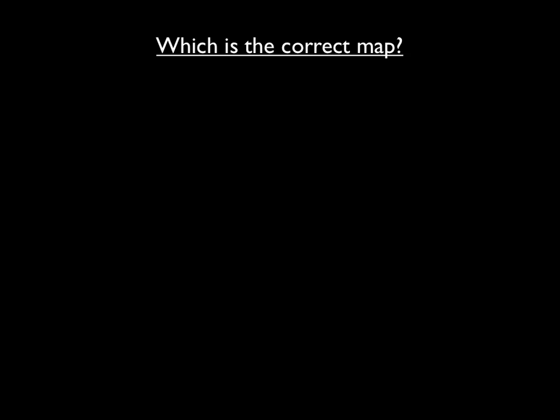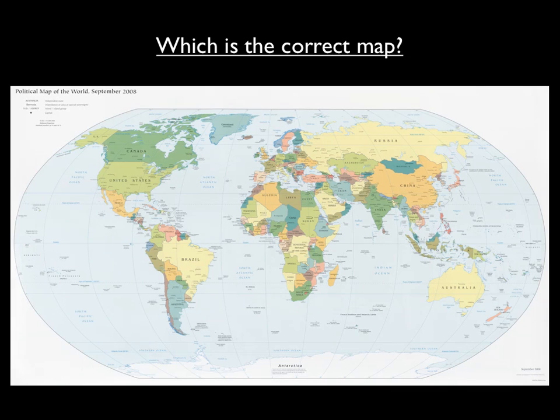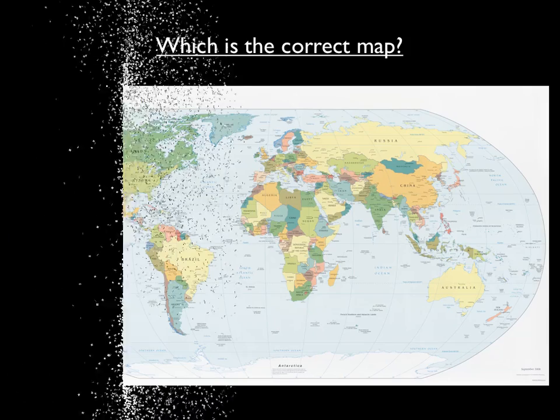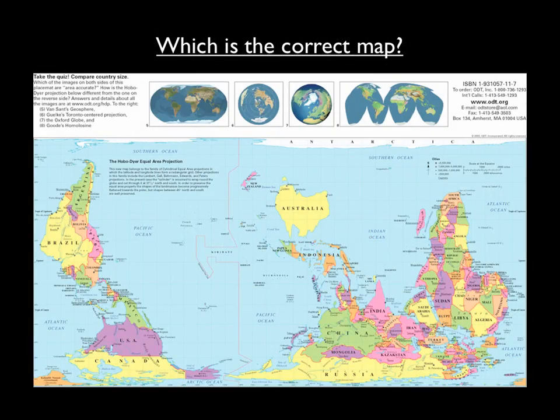Which of these two maps is the correct map? This one? Or this one? Now think about that for a second and try to jot down an answer. What do you think's the correct one and why? Or are they both correct?